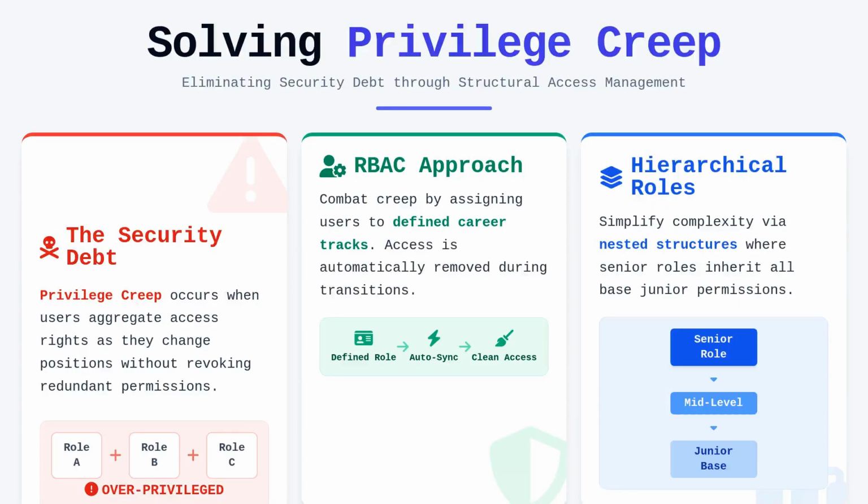Furthermore, hierarchical roles allow us to simplify the management of complex environments by creating nested structures where senior roles inherit all the base permissions of junior roles. This architectural approach avoids the redundancy of having to define the same access level repeatedly for different but related job levels. It organizes access in a way that is logically consistent with the organizational hierarchy, which makes troubleshooting and impact analysis significantly more predictable.